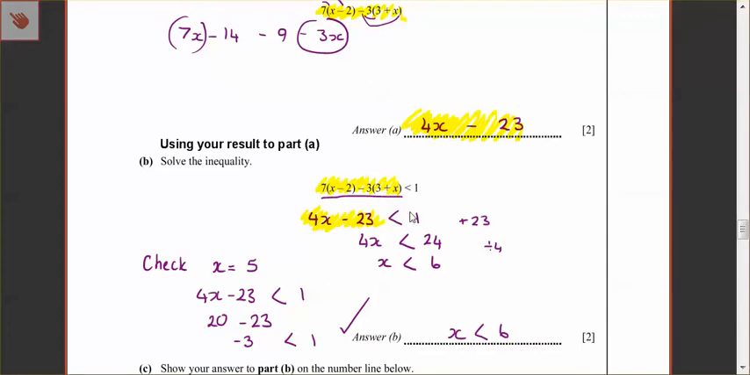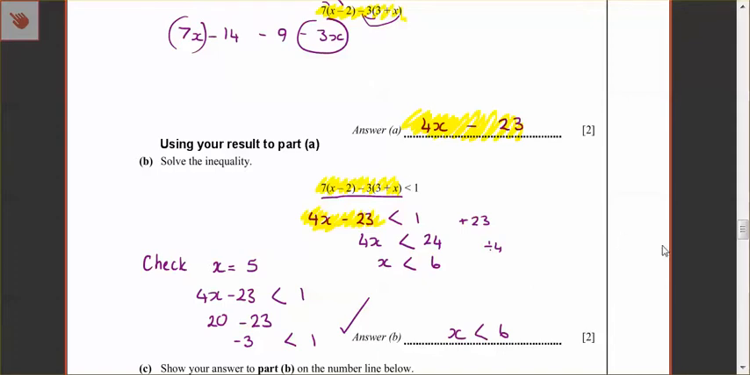That's why they got you to do part A and then do part B. In extended, for instance, they wouldn't give you the part A bit. They'd just give you that. That would be your question, and you'd have to know to multiply out.